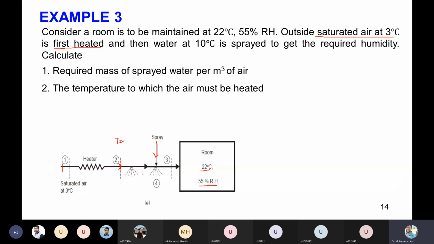I think you can easily locate the first point because this is saturated, where phi is 100% and the temperature is given as 3 degrees C, and you can locate the room condition, right? Whereas point 2 is difficult to locate. Point 3 is basically the room condition, meaning the same condition as the room. So 3 and 1 can easily be located, but we cannot locate point 2.